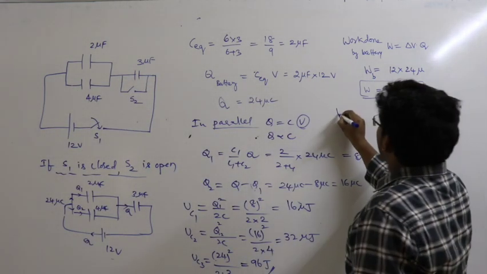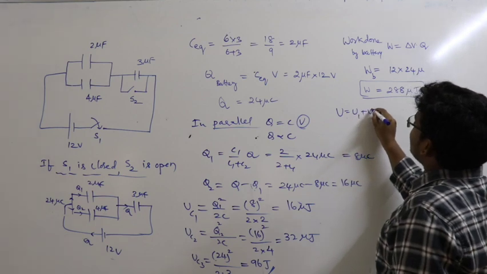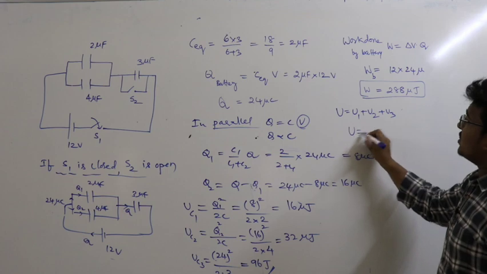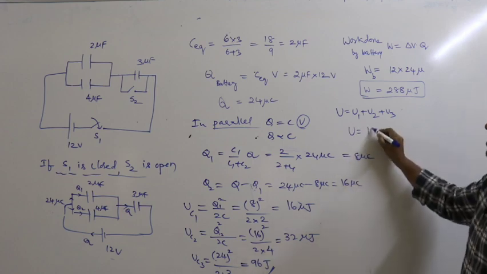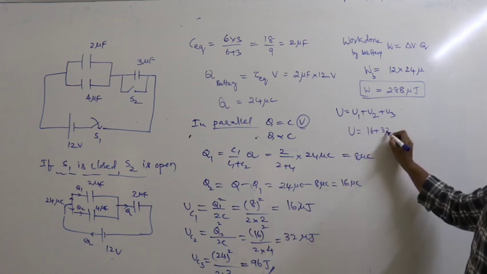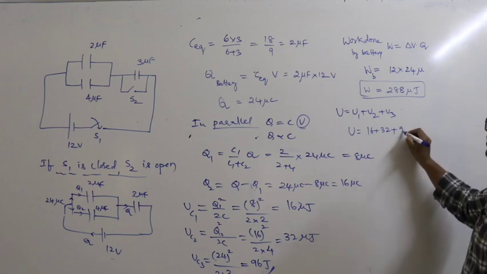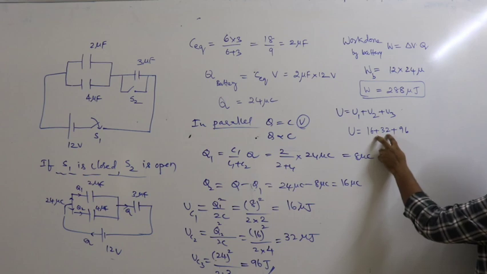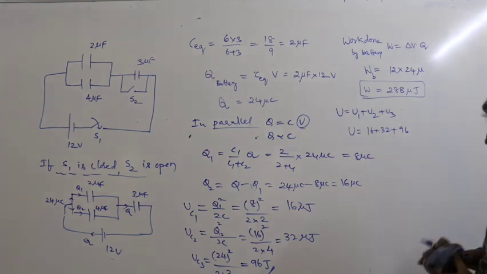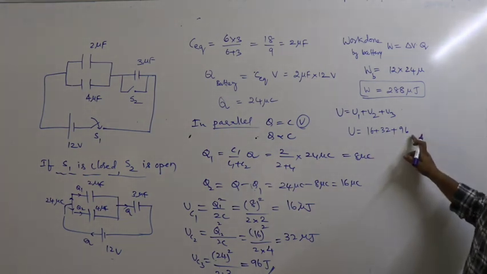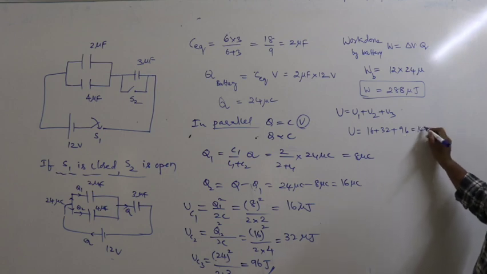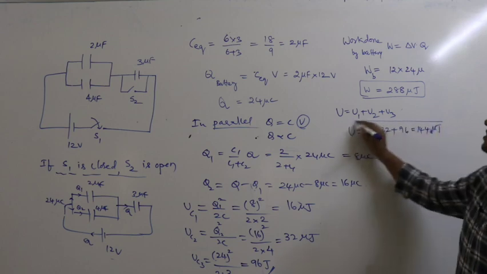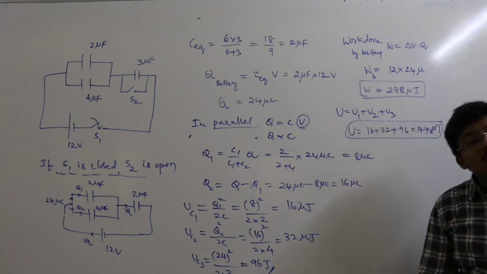So total energy stored, U, is equal to U through the first one plus U through the second one plus U through the third one. Then total U is equal to 16 plus 32 plus 96. So 16 plus 32 is 48, 48 plus 96 is 144 microjoules. This much energy is stored in all the capacitors.